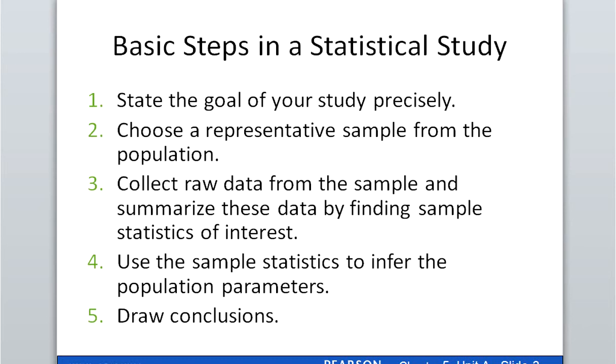So if you set out to do a statistical study, the first thing you've got to do is figure out what it is you're trying to study. You need to have a goal. And then once you know what question you're trying to answer, you need to figure out who you're going to sample to get data to hopefully answer your question. Once you collect the data, you'll analyze it, and then you'll use that sample to make some type of inference about the whole population and draw some conclusions from it.